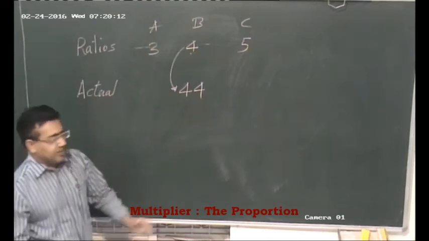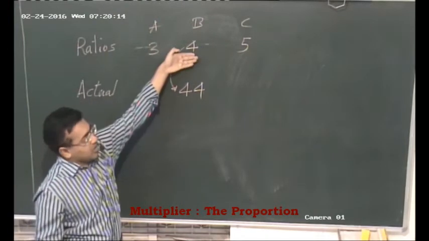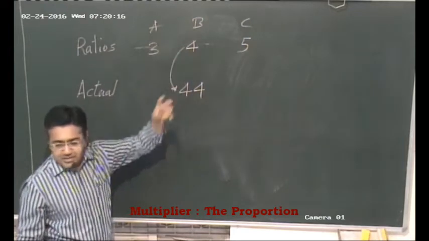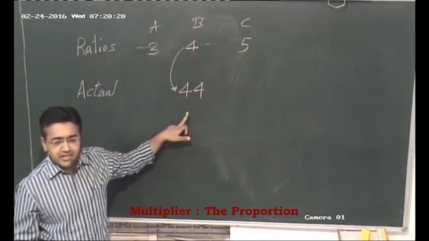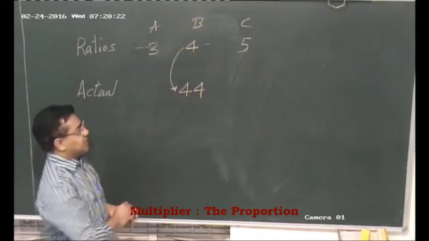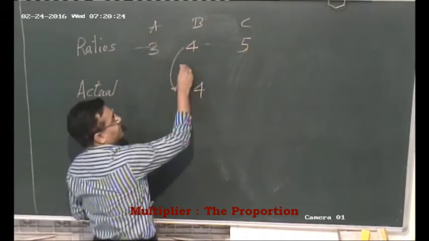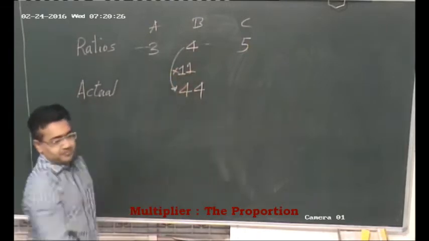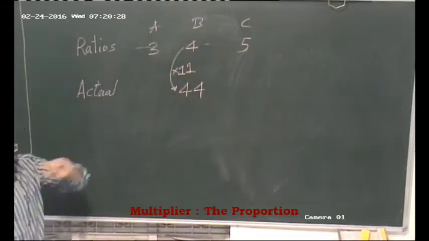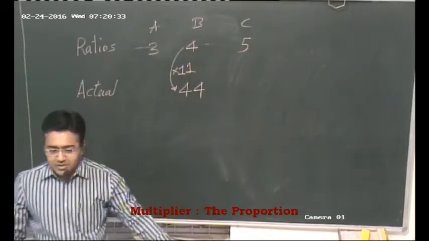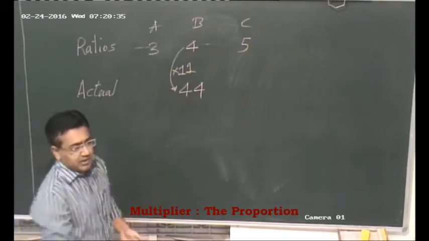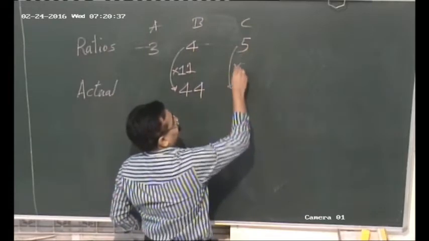Then what I know is what is called the multiplier. What does this multiplier mean? This actual upon the ratio. This is a figure which if I multiply the ratio with, I will get the actual number. So this is basically actual upon ratio, and I say okay, so it is 11 times. What this means is I can multiply any ratio with this multiplier to get the actuals. So if I know that this is 44, then I know that this is 55.